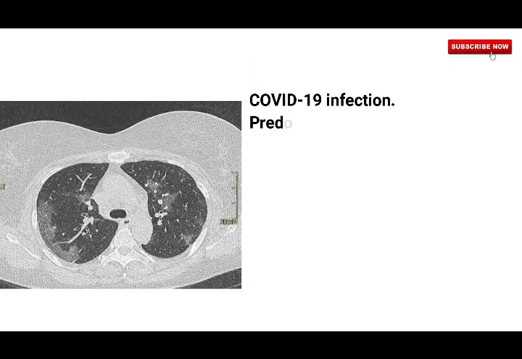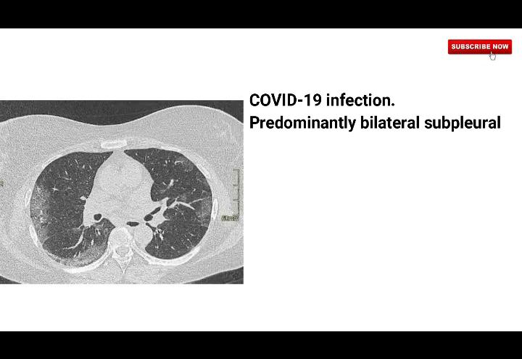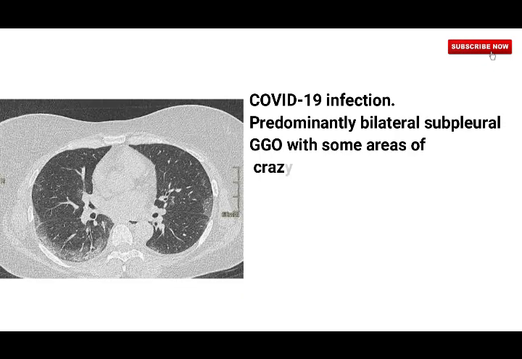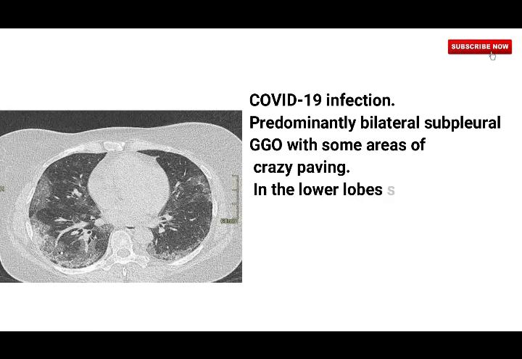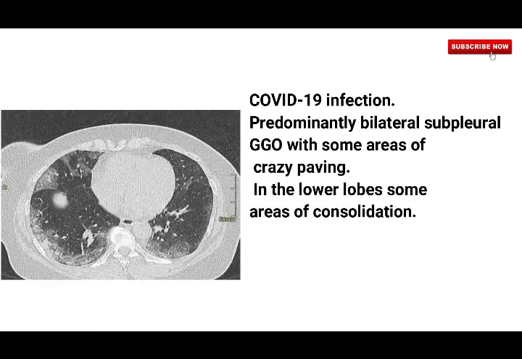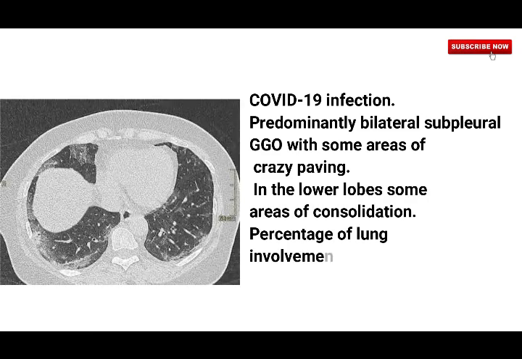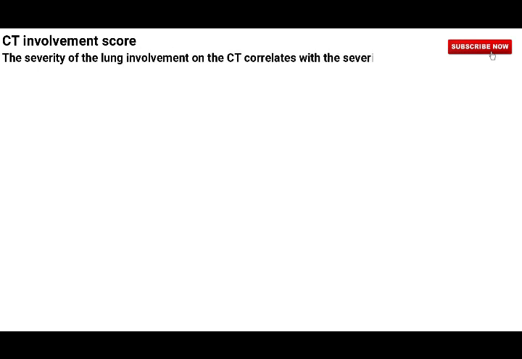COVID-19 infection. Predominantly bilateral subpleural GGO with some areas of crazy paving. In the lower lobes there are some areas of consolidation. Percentage of lung involvement is approximately 25% by visual assessment. CT involvement score: the severity of the lung involvement on the CT correlates with the severity of the disease.